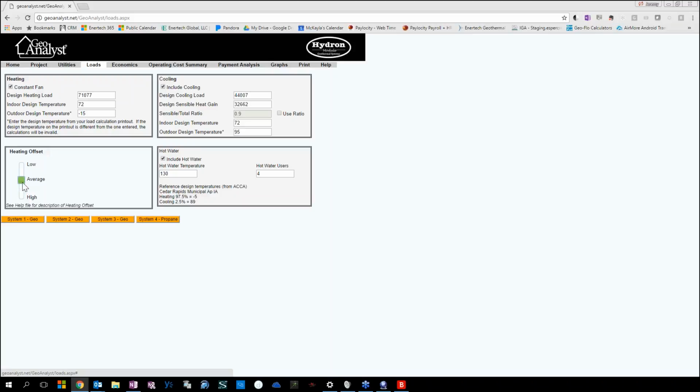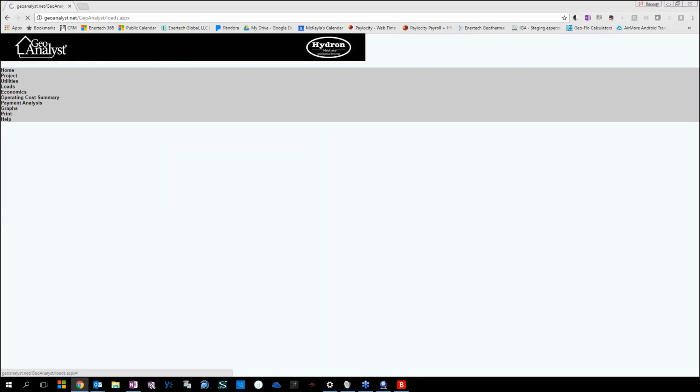I can show you that in the bin report later. For now, I'm going to put it right at average. So we've input this info. I've checked the constant fan box. I do want to include cooling in this project.